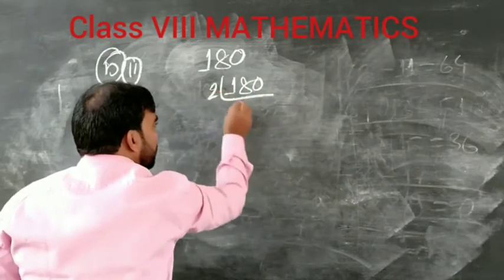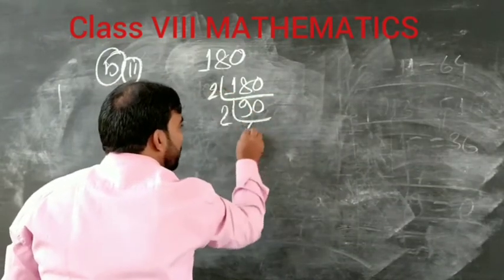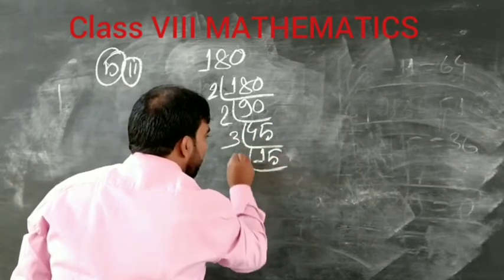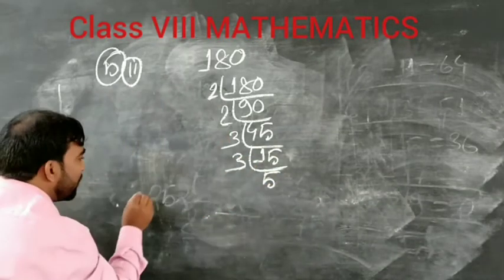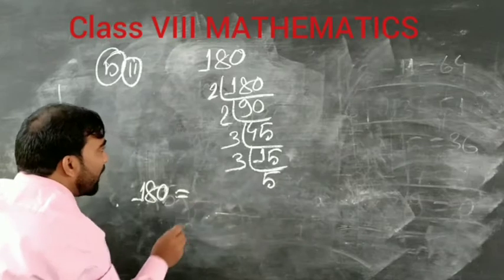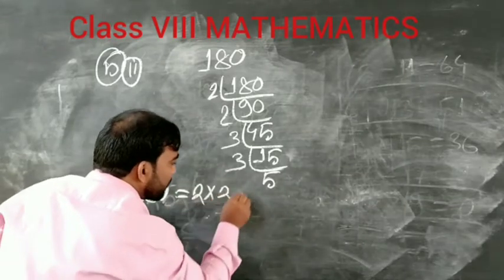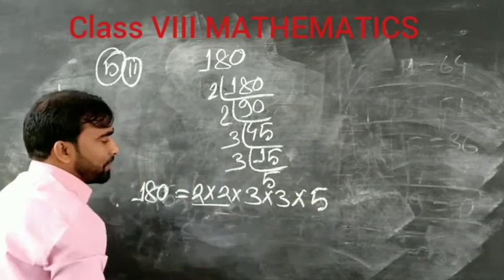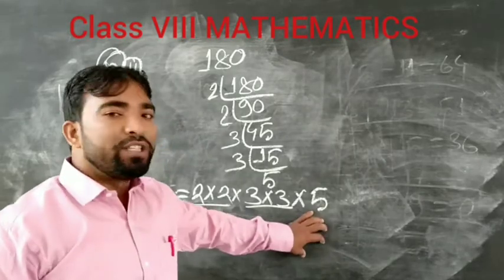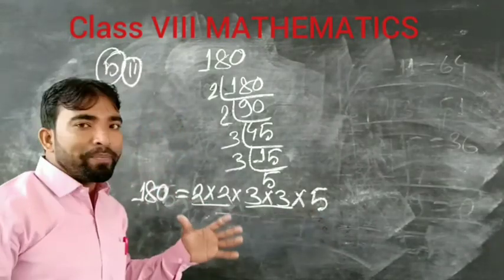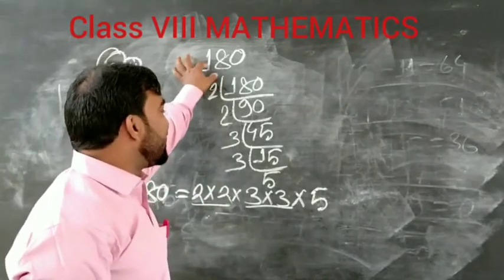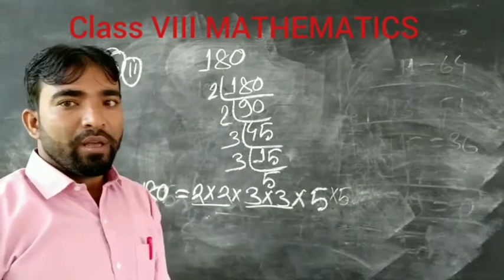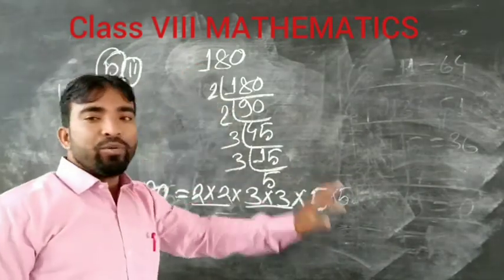180 divided by 2 is 90. Again divided by 2, 45. Divided by 3, 15. Divided by 3, 5. So we can write 180 equals 2 into 2, then 3 into 3, then 5. Look, two numbers make a pair, two numbers make a pair. This 5 is alone, so to make it a perfect square, we have to multiply 180 with 5, so that one more 5 will be there and the number will become a perfect square.